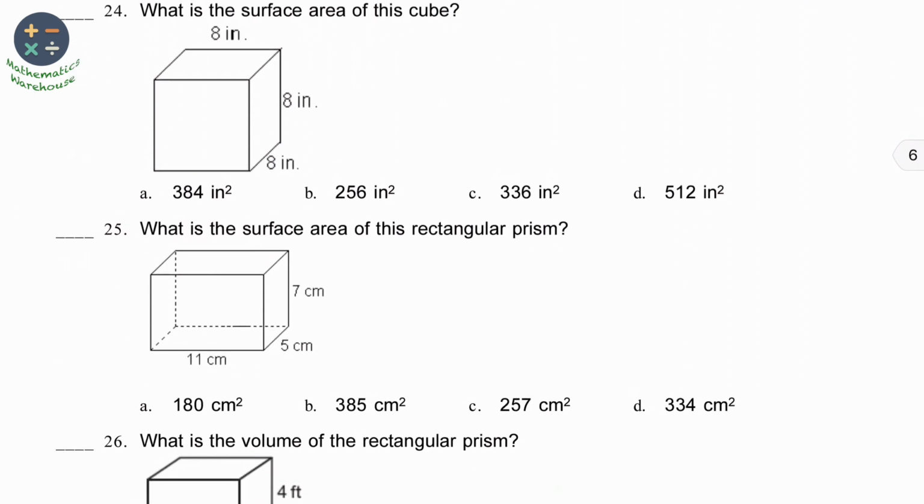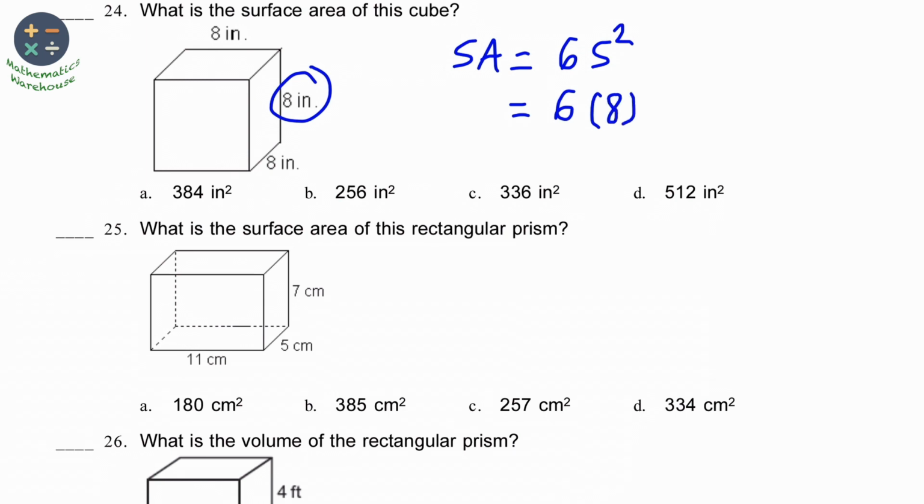Next question, what is the surface area of this cube? So surface area of the cube would be 6 square S. Now the S here is 8 inches, so it would be 6 times 8 squared, which is 6 times 64 equals 384. The answer is A. 384 square inch.